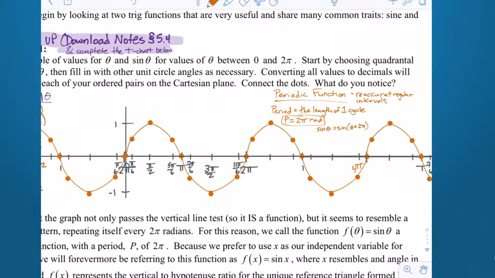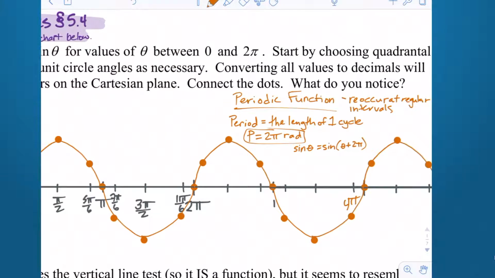And so they work in harmony with each other. So you can model anything with simple harmonic motion using a sine wave. Okay? Now, go ahead.